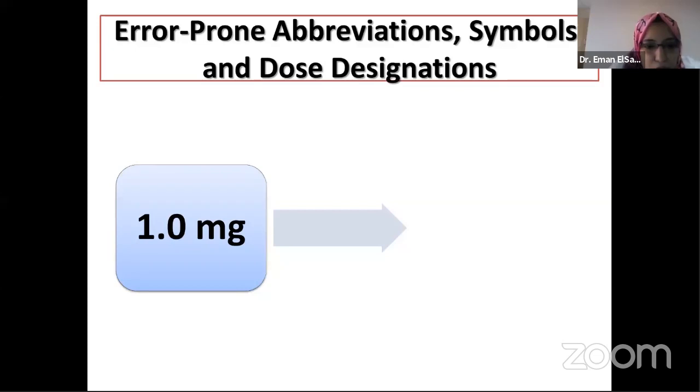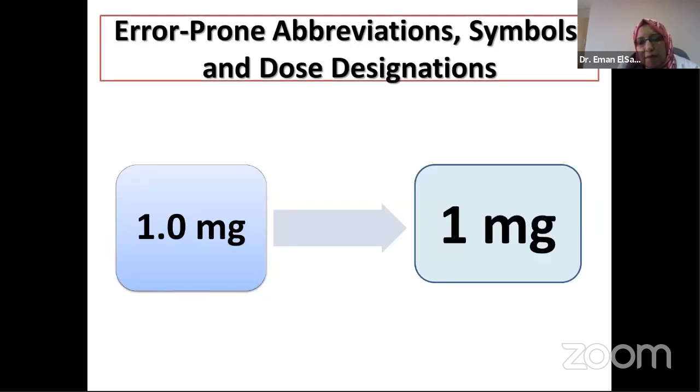Take this example, can you read? 1.0 milligram. Yes, it's clear. But why did we write this zero? Actually, this zero is called a trailing zero. A trailing zero should be avoided because if we write it, the decimal point may be unclear if the writing is not clear. So it could be mistaken as 10 milligram, which makes a tenfold dose increase. So it should be written as 1 milligram. No trailing zero should be written at all.